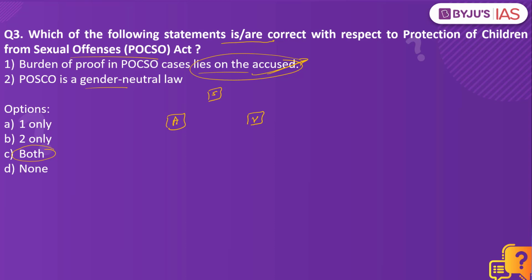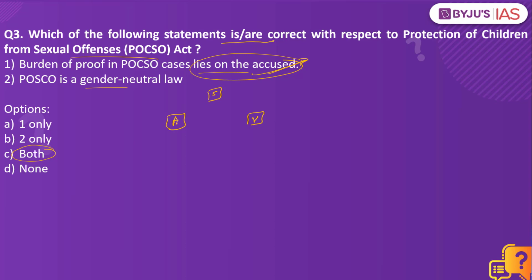When you look into the second statement, POCSO is a gender neutral law. Yes, this is a right statement. What do we mean by gender neutral law? Let's take the example of the Indian Penal Code. We have rape as one of the offences in the Indian Penal Code. Is it gender neutral? No. It means it is not equally applicable to both male and female. But when it comes to the POCSO Act, it is gender neutral, which means it is equally applicable to a boy as well as a girl who is less than 18 years of age.